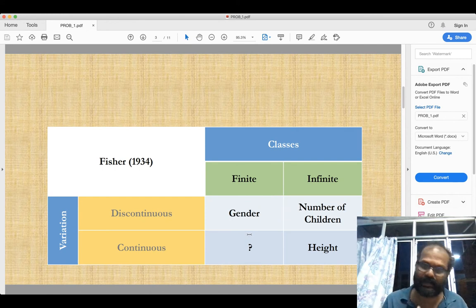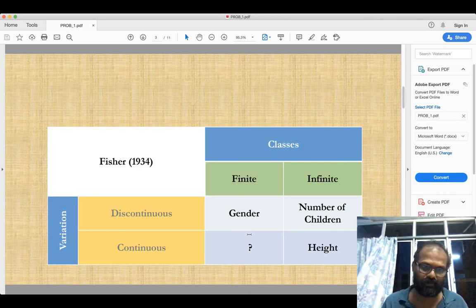Before coming to these aspects, it's also important to understand two dimensions which would throw light on nature of statistics. Two dimensions. One dimension is variation. In this slide, look at the vertical part, variation. And on horizontal dimension, it's classes. So variation is of two types, discontinuous and continuous. While in the case of classes, again it's classified into two, finite and infinite.